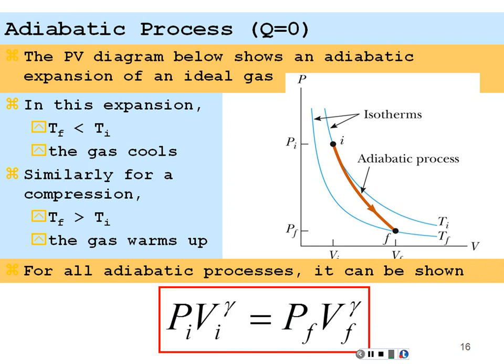For all adiabatic processes, it can be shown that our initial pressure times our initial volume to the gamma for that gas is a constant. That will be equal to our final pressure times our final volume to the gamma. We're not going to prove this here, but we're going to use it. So this is a formula very useful only for adiabatic processes.